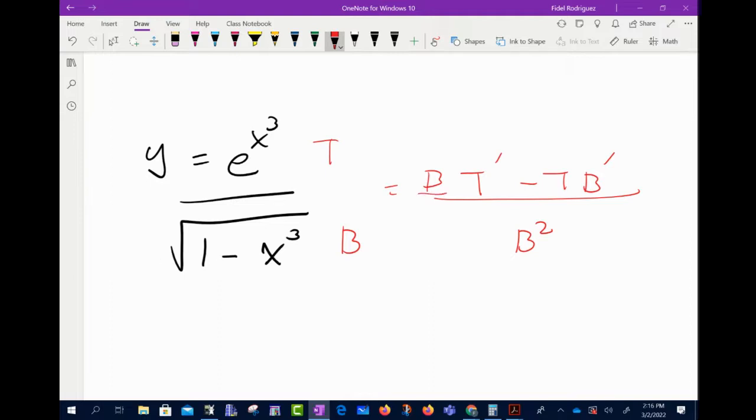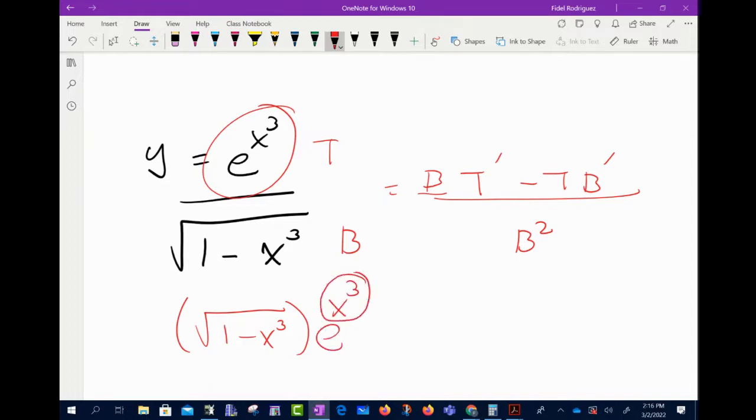So look, what's the bottom function here? Well, the bottom function would be 1 minus x to the third. Now, when we take the derivative of the top, the derivative of e to the x to the third, y'all, is just e to the x to the third, and then using the chain rule, I got to take the derivative of that exponent. What's the derivative of x to the third? 3x squared. Okay. Minus the top function, which is e to the x to the third.